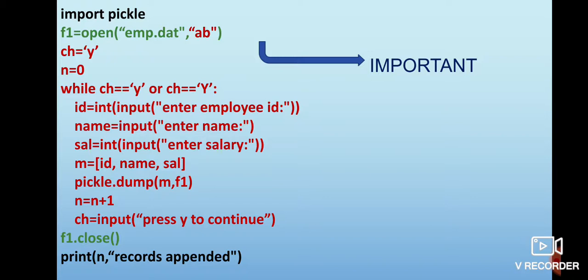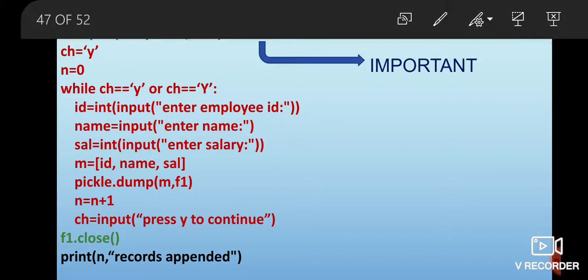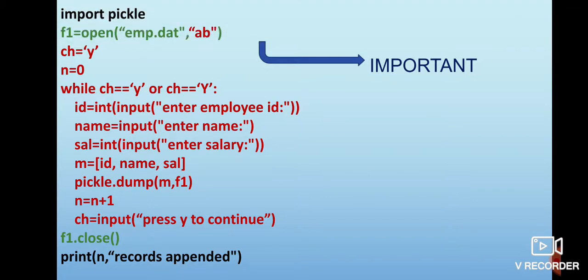Very important thing that you have to notice in this code is that while opening the file, this file will be opened in append mode. See here, the arrow has shifted a little bit due to some setting problem, but this is emp.dat comma ab. So this is append mode, very important, because append mode will retain the previous contents of the file emp.dat and let you write the new content at the end of the previous content. So this will help you to open the file in append mode.